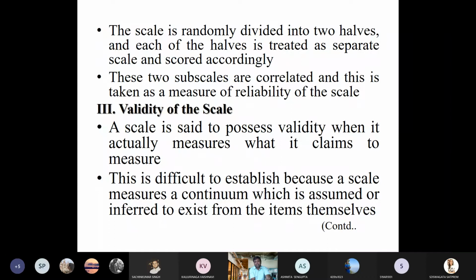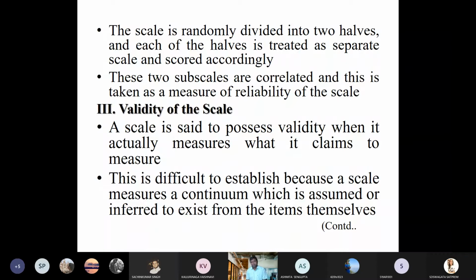These two subscales are correlated, and this is taken as a measure of reliability of the scale. So once we ask the questions and get the score, and these two subscales are correlated, this is taken as a measure of reliability of the scale. Then another question comes here, the validity of the scale.